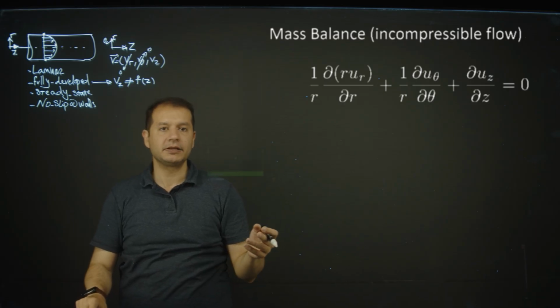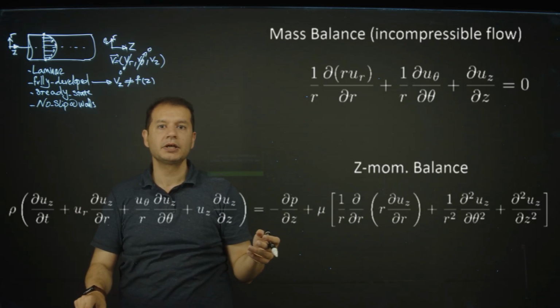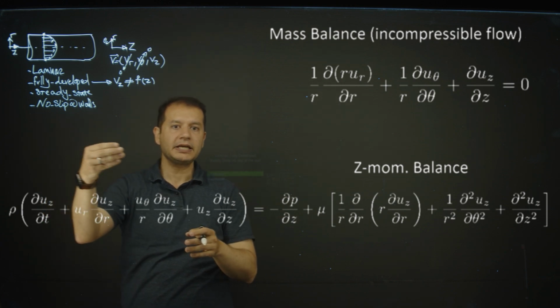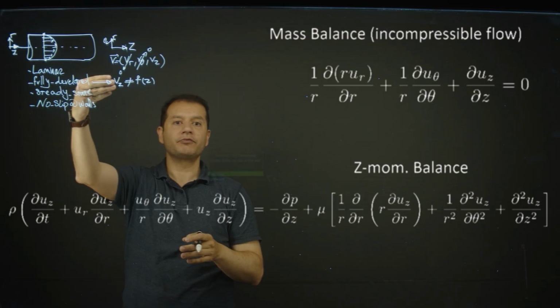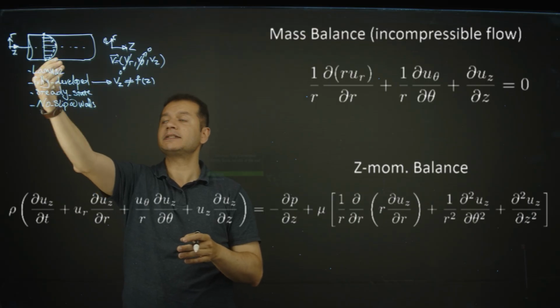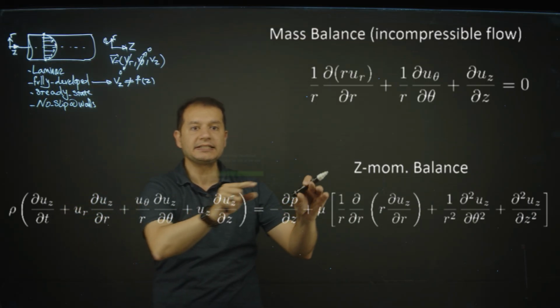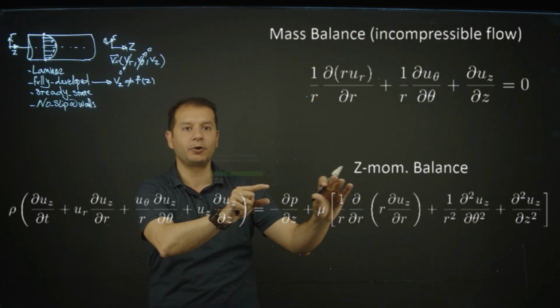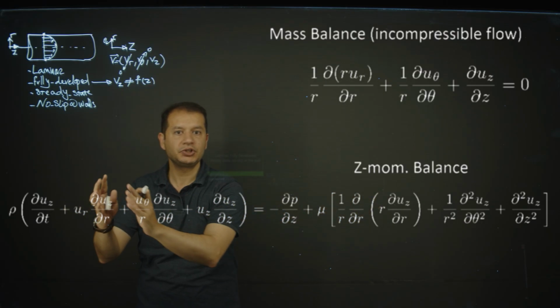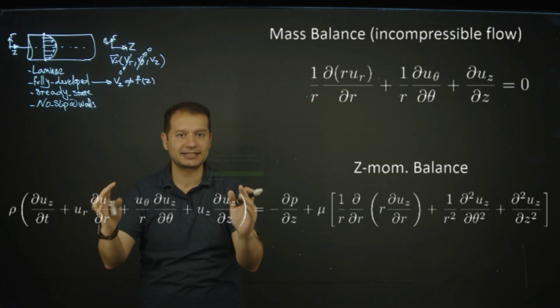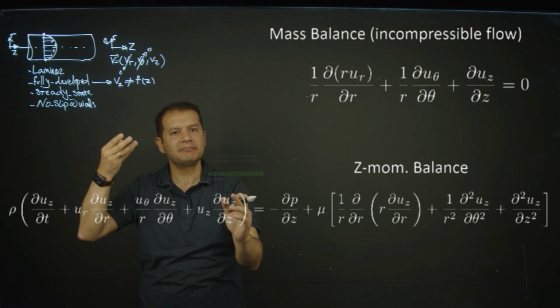Now, how about the momentum balance? How about the Navier-Stokes in the direction parallel to the cylinder, the pipe? So you see the z direction momentum balance here. The equation has this part, which is density times acceleration. Density is mass per volume.